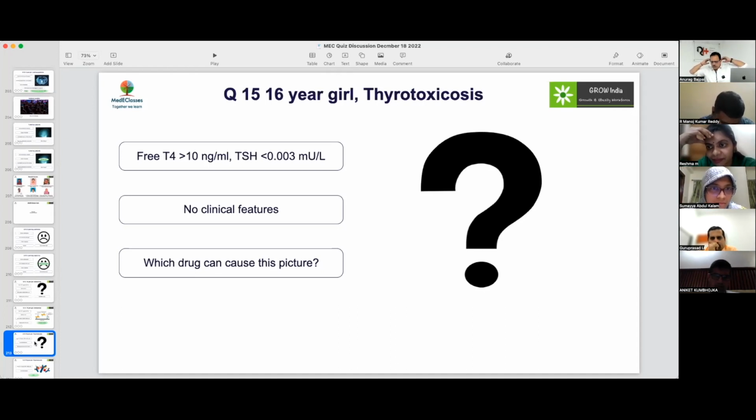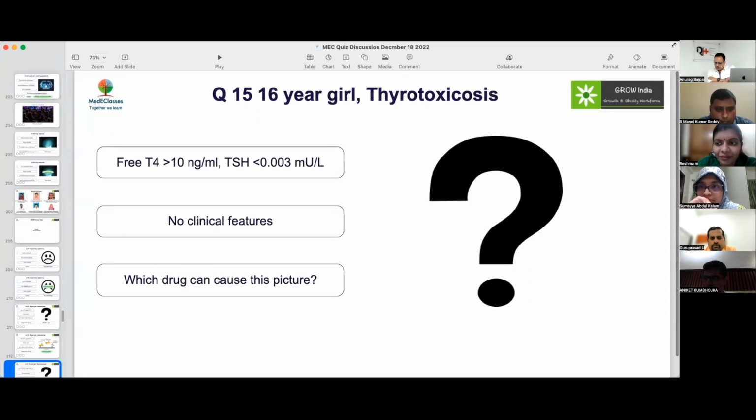So we'll move forward to Dr. George, Dr. Arun. Which drug caused this? Valproate. No, we'll go quickly. Dr. Guru Prasad. So heparin? Heparin will not cause this picture. You can have a high FT4, but that's a different thing altogether.